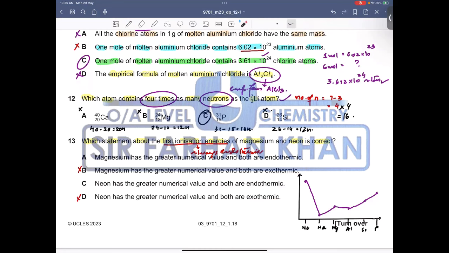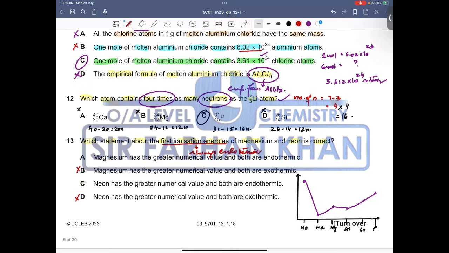Now competition exists between A and C. Magnesium has a greater numerical value. No, magnesium has a smaller numerical value as compared to neon, and therefore A is also incorrect, and therefore C is going to be the right answer. Let's talk about C. Neon has the greater numerical value that the graph shows, and both are endothermic. That's true because ionization energy, either it's first, second, or third, and onwards, all of them are endothermic. Therefore, C is going to be the right answer.